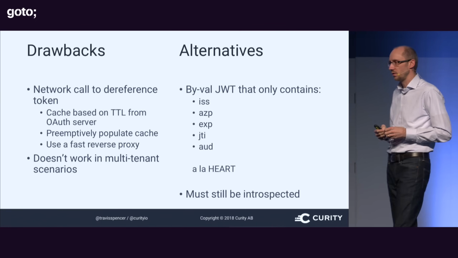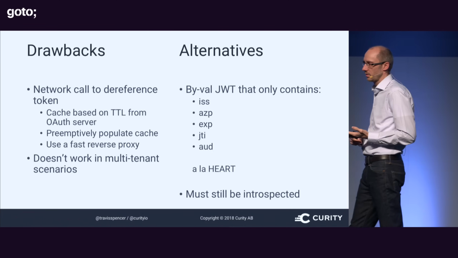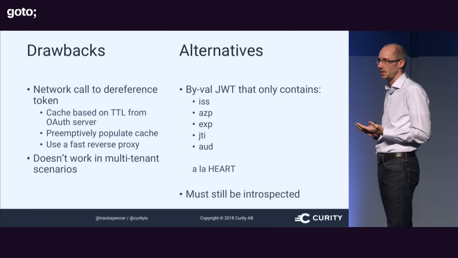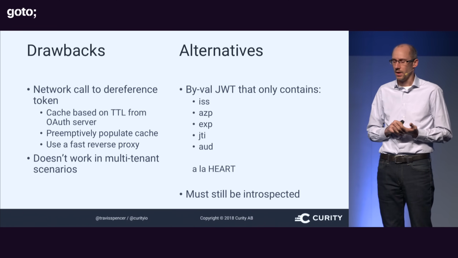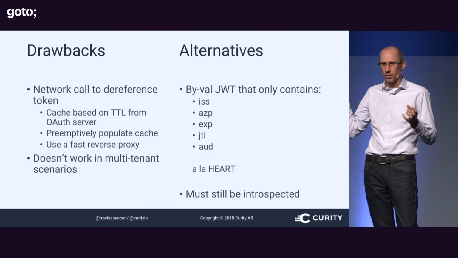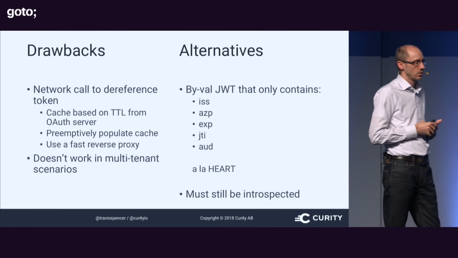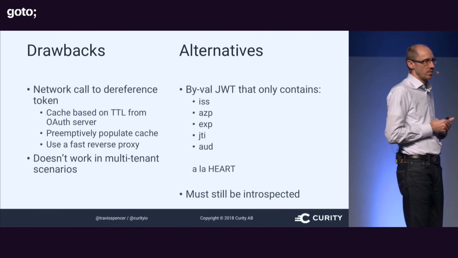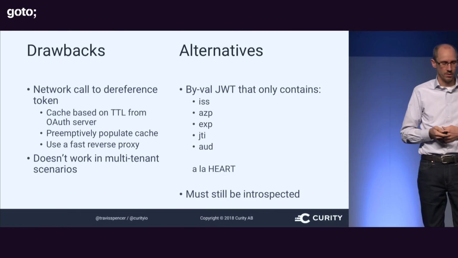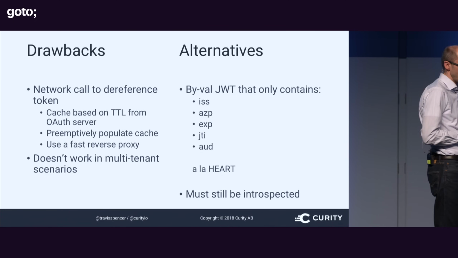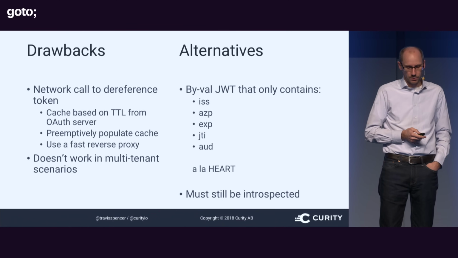An alternative is to use a JSON web token that only contains the issuer, the authorized party, expiration, some sort of identifier, and maybe the audience of the API. This would definitely help us overcome the multi-tenant scenario. This is what HART, remember, one of those other protocols I said built on top of OAuth, defines to be the access token in that protocol. But the thing about it is you still have to introspect it. So if the drawback here is around performance, the way to solve that is with preemptive cache population and with caching in general.